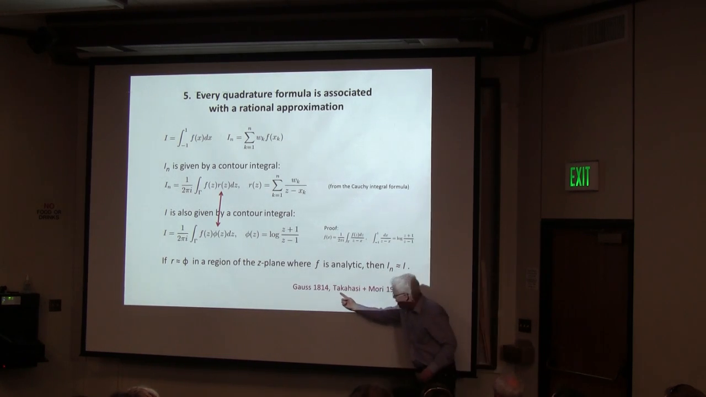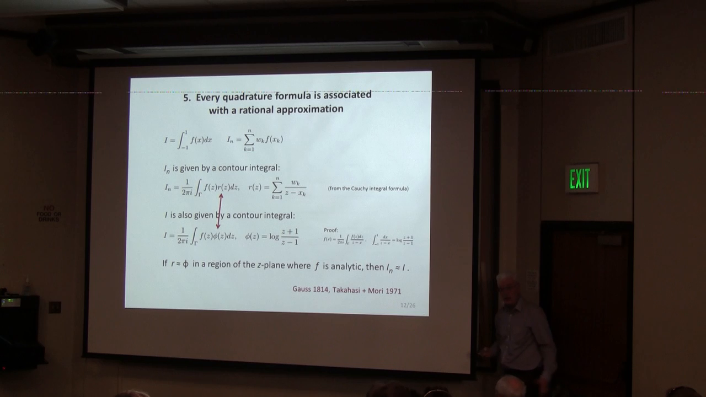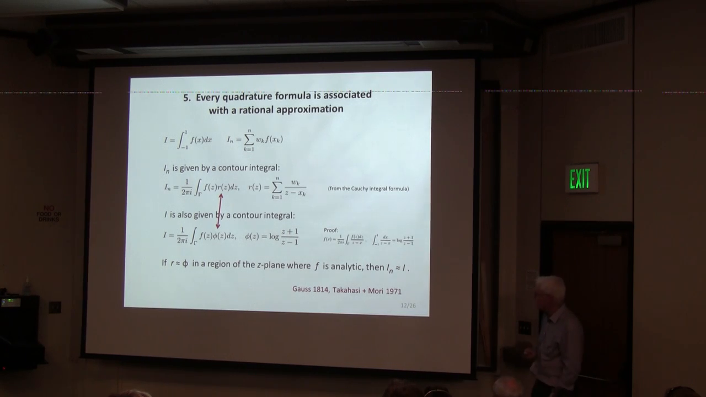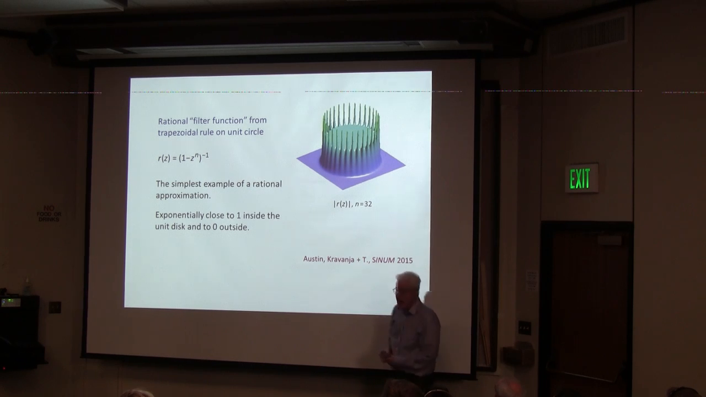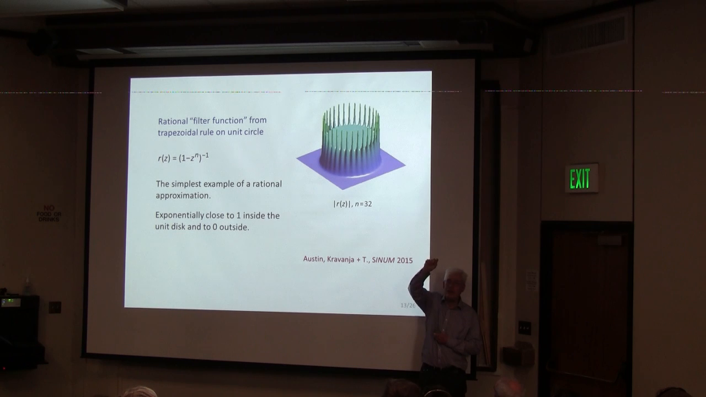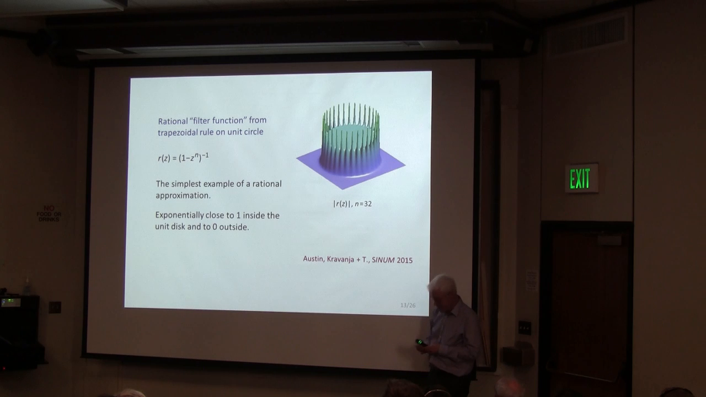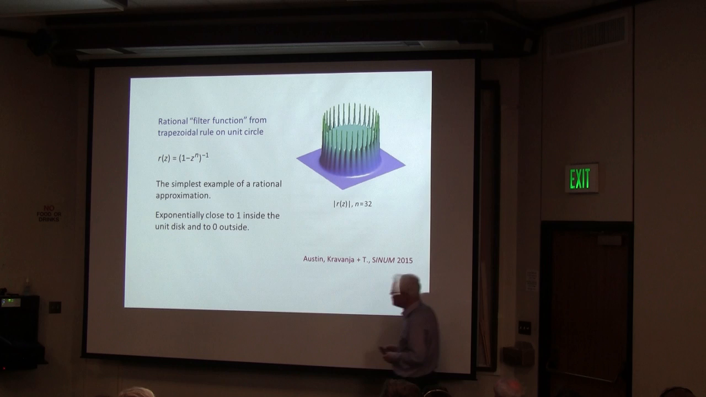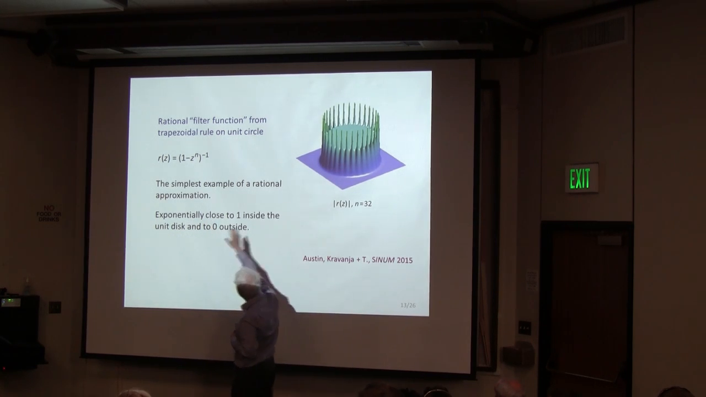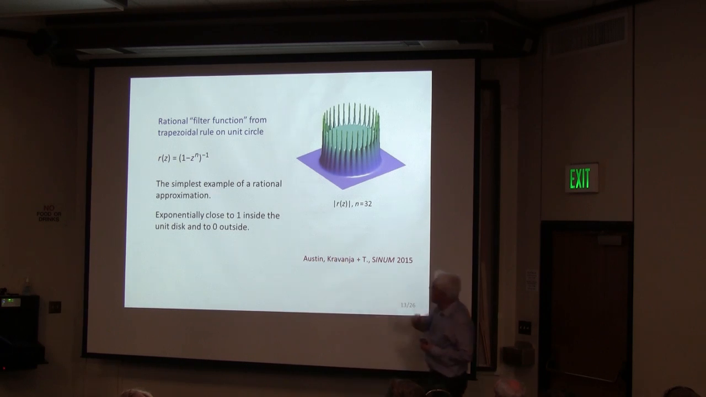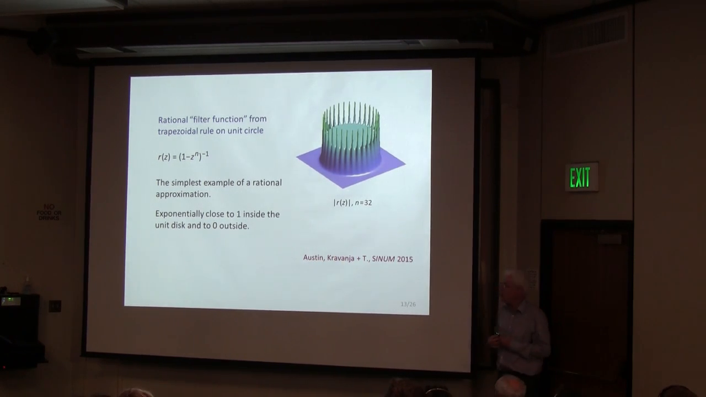And then a couple of remarkable Japanese mathematicians used this in the modern era for all sorts of things. So I want to show you, first of all, the simplest example. The simplest quadrature formula, or one of them, would be the trapezoidal rule on the unit circle, where you add up equally spaced function samples and multiply by the obvious weight. That's the rational function associated with that quadrature rule. R of z is 1 over 1 minus z to the n.